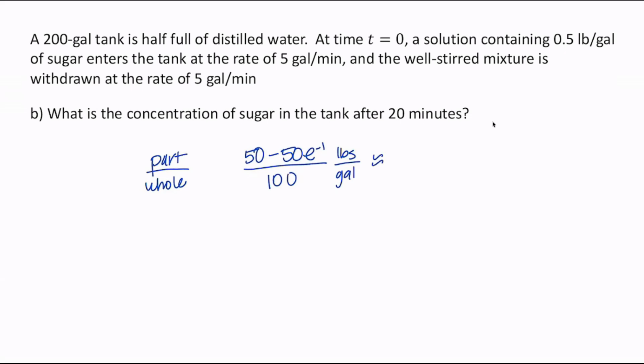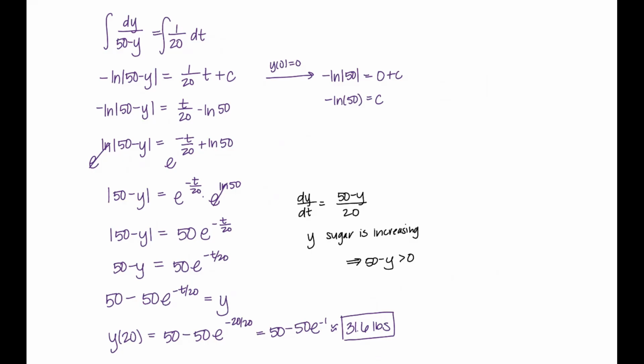And if I substitute it into a calculator again and approximate, it's 0.316 pounds per gallon. That is the concentration after 20 minutes. Before moving on, I'm going to return to part A and give us an alternative way to solve that doesn't involve needing to think about the whole absolute value of 50 minus y thing.